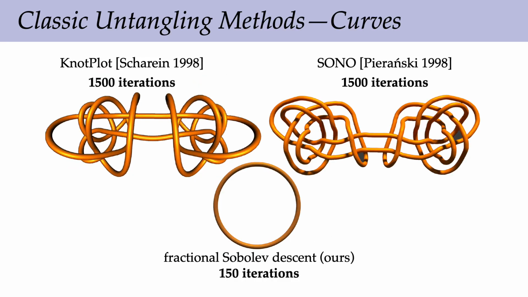So we first tried out some classic algorithms for knot untangling from the mathematical community, like KnotPlot and Shrink-on-no-overlaps, and found that these methods can take forever to make progress, basically because they're not applying any kind of intelligent preconditioning.